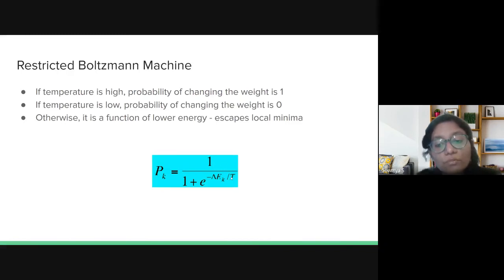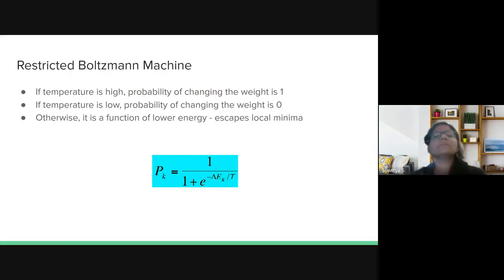If temperature is low, let's say it's 0, then this becomes e power infinity, and then you have 1 by infinity, so it becomes like 0. So it's a function of lower energy otherwise. In the sense, if this is a reasonable number, we try to lower the energy as much as possible. So delta is going to be the change in energy.